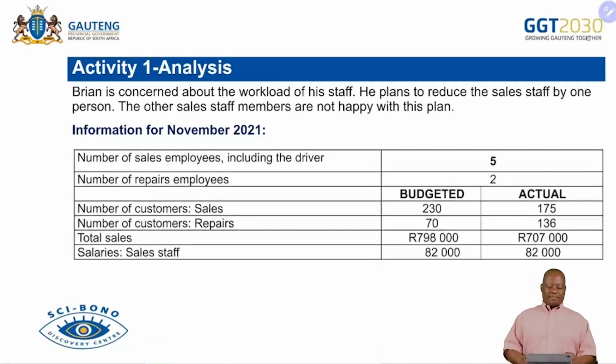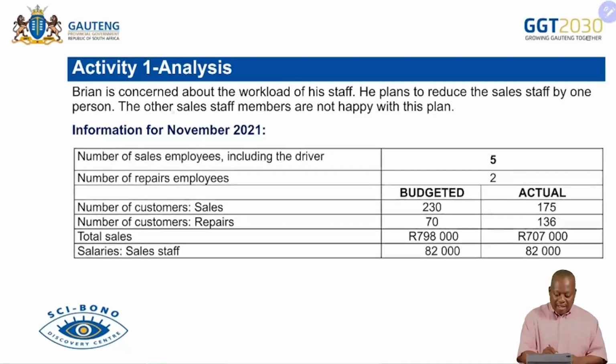The other sales staff members are not happy with the plan. Okay, so the repair employees, I think they should be the ones not happy here. Anyway, let's check the information first. In accounting, when you understand the information presented to you, the job is half done. So understand the information. Total sales.